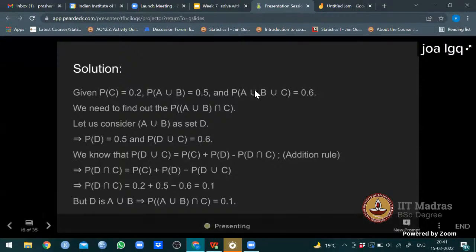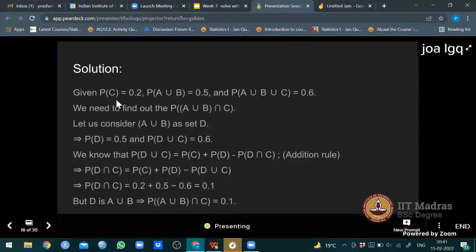You have been given the probability of C, which is 0.2. Sir, can we do the union of A and B with a Venn diagram, please? Yeah, you can do it. Let me explain this first. Your probability of A union B is 0.5, right? And the probability of the union of all three is given as 0.6, right? So we have to find this.